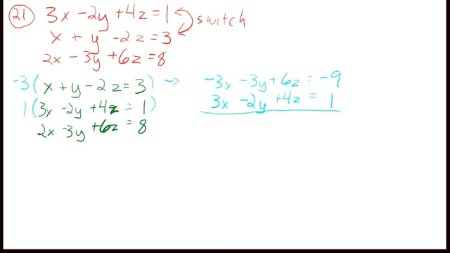And we get no x's, they cancel out. Negative 5y plus 10z equals negative 8. That's our new second equation. Okay.